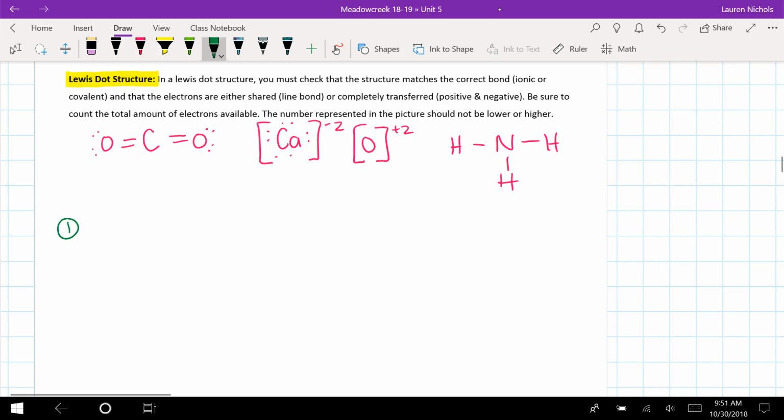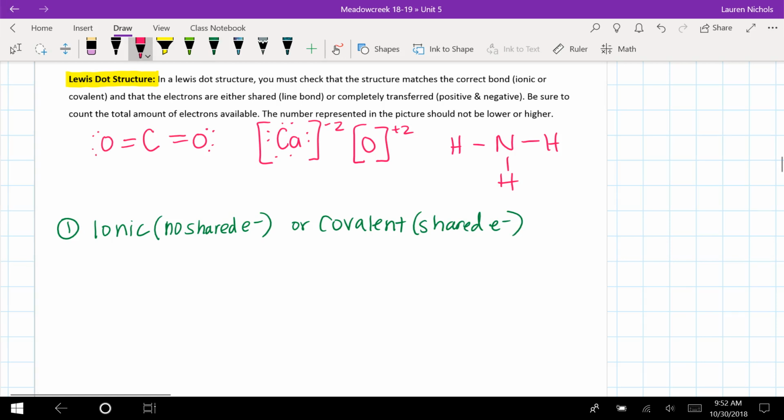So the very first thing that you want to check is whether it is supposed to be ionic, which means they have no shared electrons because the electrons are transferred, or if it's supposed to be covalent, which means that you should see shared electrons. An ionic compound has a metal plus a non-metal in it, or a polyatomic ion, but we're mostly going to be focusing on metals and nonmetals in this video. Covalent compounds are all nonmetals.